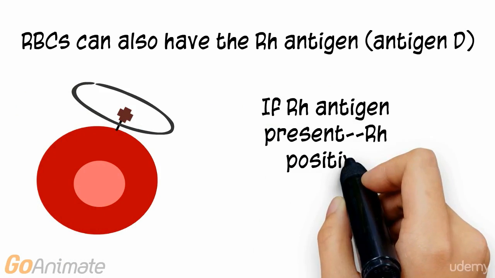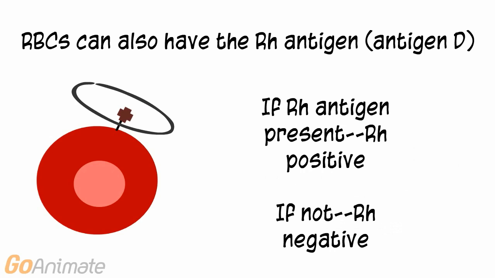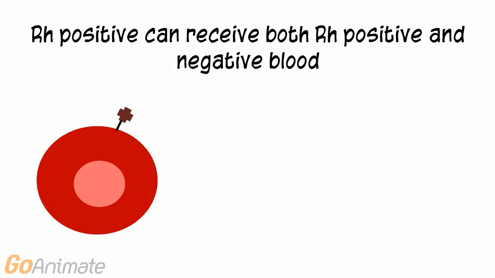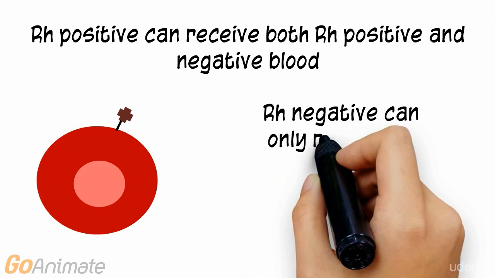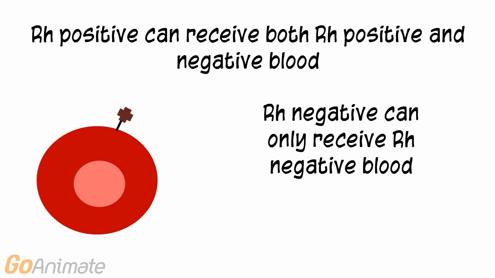Red blood cells can also contain the Rh antigen, or antigen D. If the cells have the Rh antigen, then we say the blood is Rh positive. If not, then the blood is Rh negative. Rh positive blood can receive both Rh positive and Rh negative blood, but Rh negative can only receive Rh negative blood.